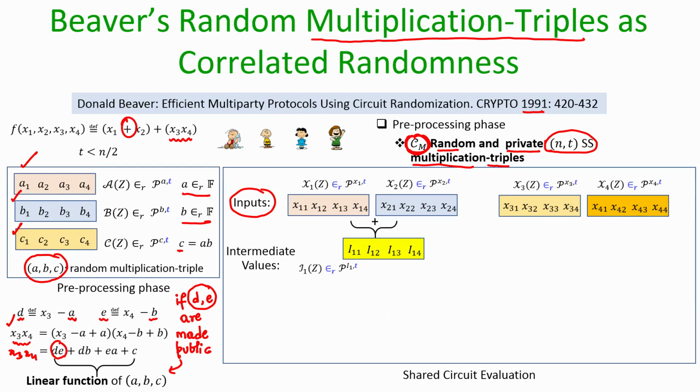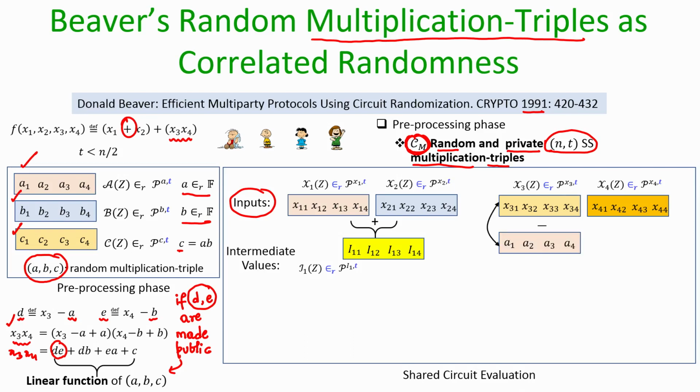That means evaluating this multiplication gate x3 times x4 in a secret shared fashion reduces to evaluating this linear function in a secret shared fashion, given that D and E are made public. Okay. So, what we have to do is just make D and E public, and after that the parties can compute the shares of x3 times x4 locally, because remember, evaluating linear gates does not require any interaction if the inputs are secret shared.